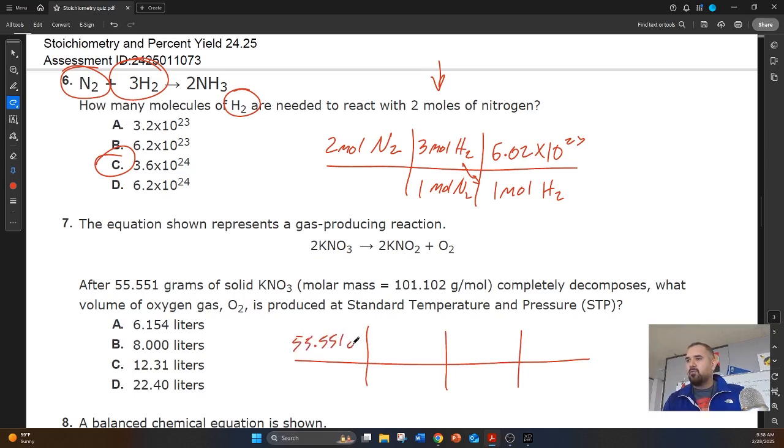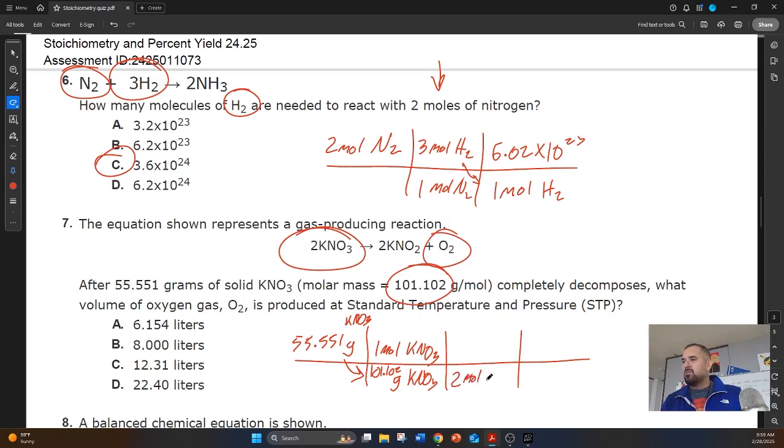55.551 grams of KNO3. So down here, we're going to put grams of KNO3. And they give us the molar mass, so we can just plug that in. 101.102. That's going to be for every mole of KNO3. Our next step, since we have moles, is going to be mole ratio. For every 2 moles of KNO3, we're producing 1 mole of O2. So 2 moles of KNO3 for every 1 mole of O2.